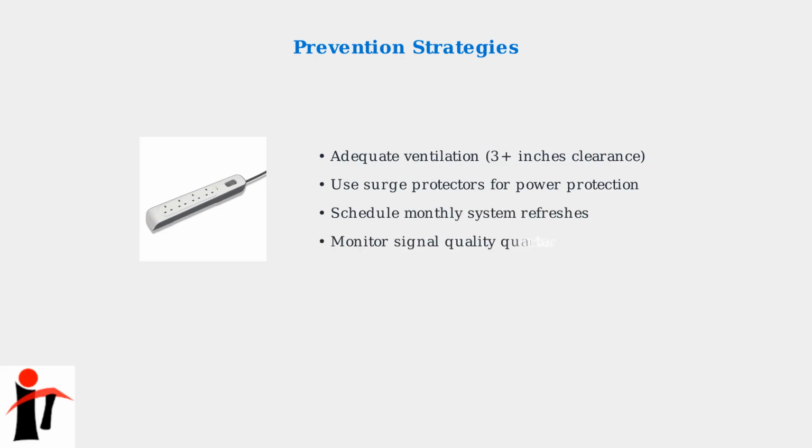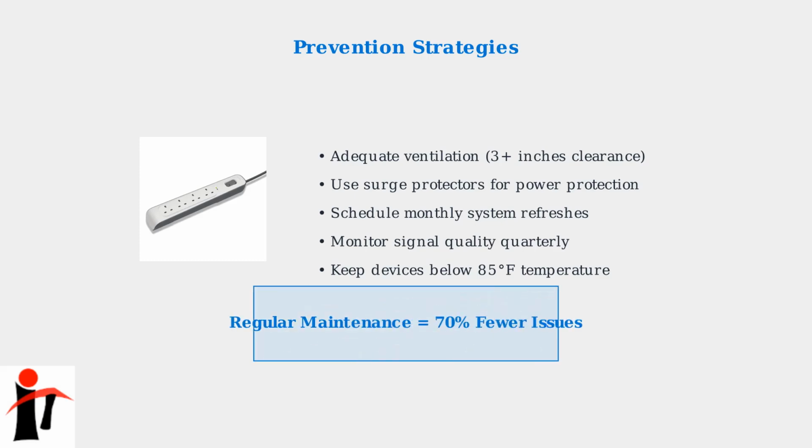To prevent future boot loops and extend the life of your Xfinity TV box, implementing proper preventive measures is essential. These strategies can significantly reduce the likelihood of hardware failures. First, ensure adequate ventilation around your devices. Keep at least 3 inches of clearance on all sides and avoid placing the box in enclosed cabinets where heat can build up. Use surge protectors to prevent power-related damage. Schedule monthly system refreshes through the Xfinity app, and monitor your signal quality every 3 months to catch issues early.